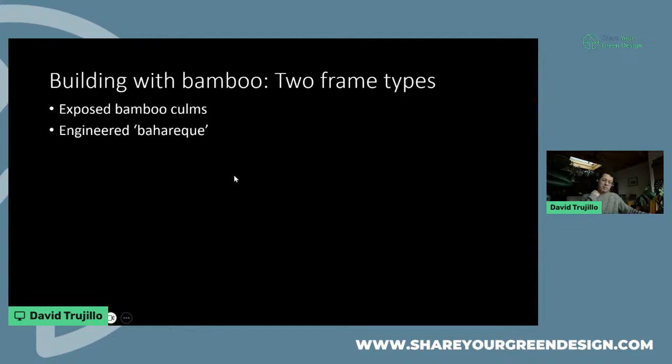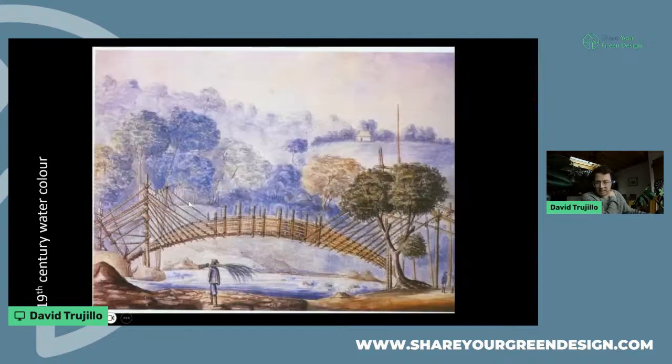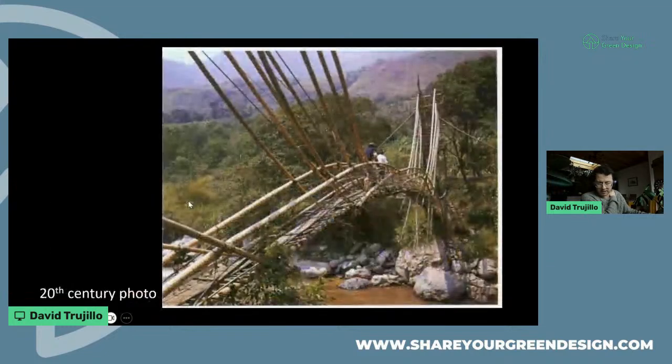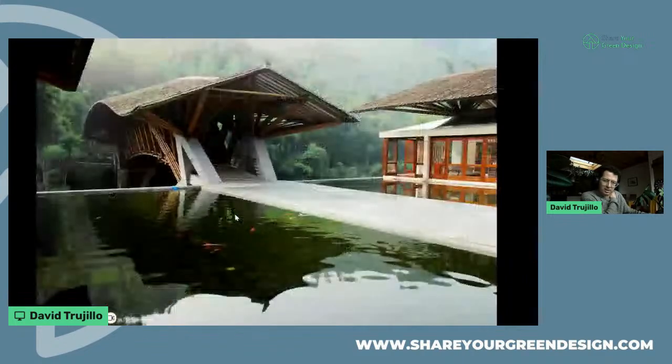How can we build with bamboo? Well, I'm going to focus on ways we can build with culms. When you have engineered bamboo, you can build in the same way you could build with timber. So, you can just look up the possibilities. But let's talk about building with culms. This is a technique that natives of Colombia used to use to make bridges. This is a modern inspiration on that.